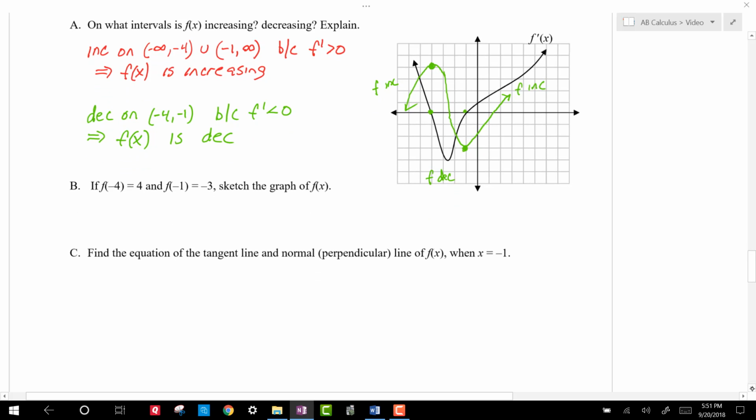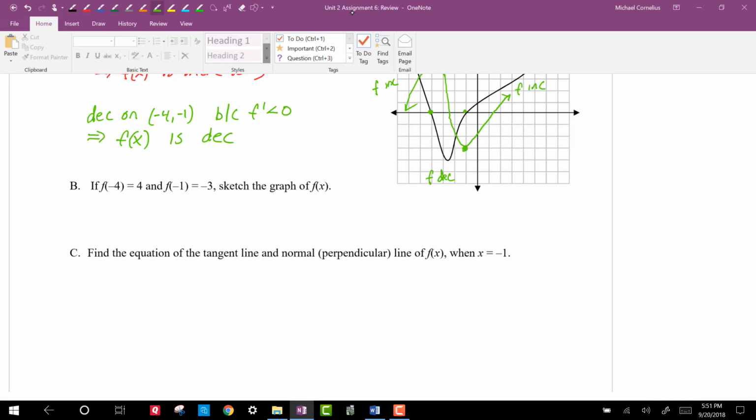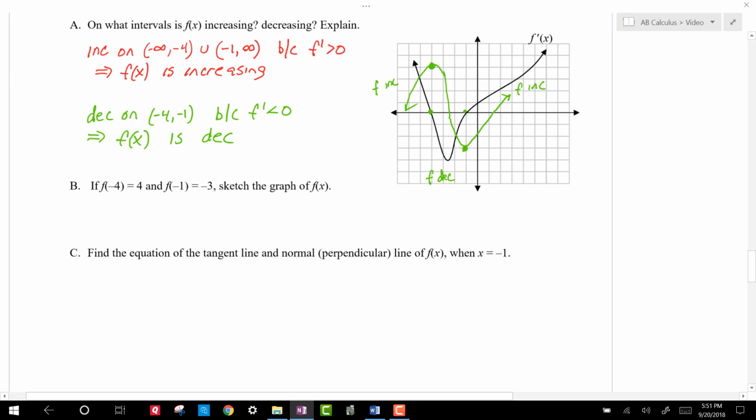Not perfect, but something. Now find the equation of the tangent line and the normal line, the perpendicular line. Let's work with the tangent line first. We need a tangent line of f of x when x equals negative 1. So let's mark x equals negative 1. It's right here, but that's not f of x, that's f prime of x. But you've got to look closely here, because this problem just got way easier than you think it is.